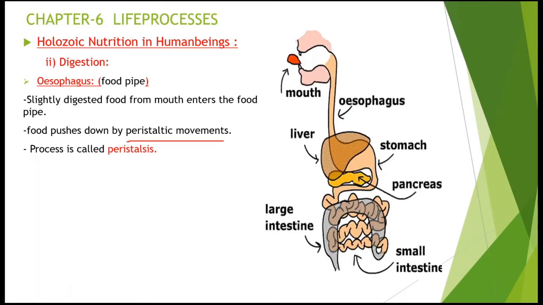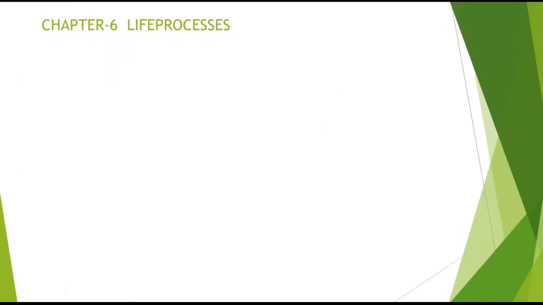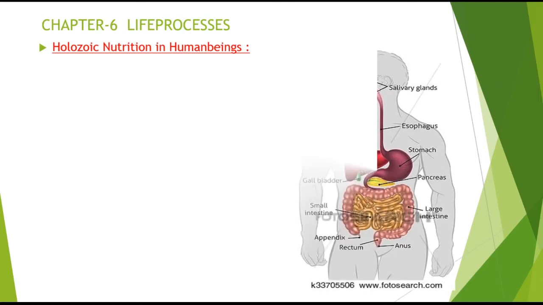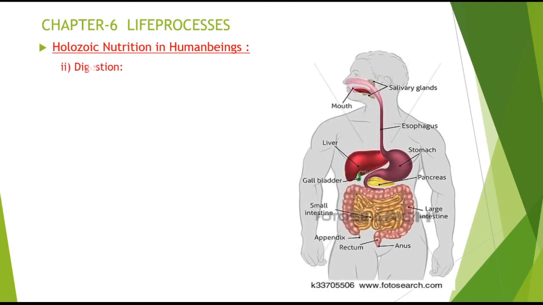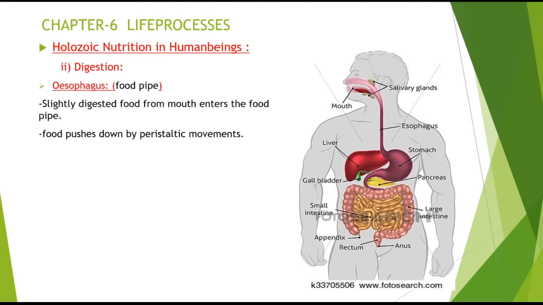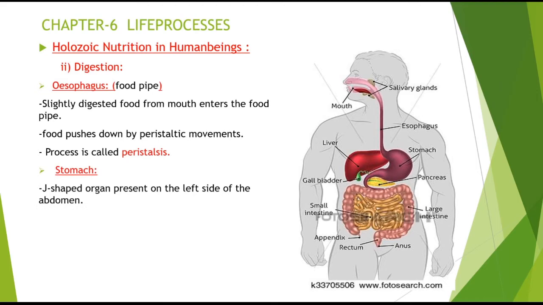Then afterwards, the food from the food pipe passes to the organ called the stomach. The food from the mouth passes to the esophagus. From the esophagus, it passes to the stomach. The stomach is a J-shaped organ that is present on the left side of the abdomen.